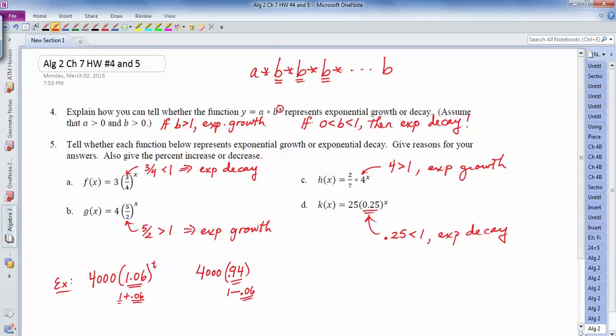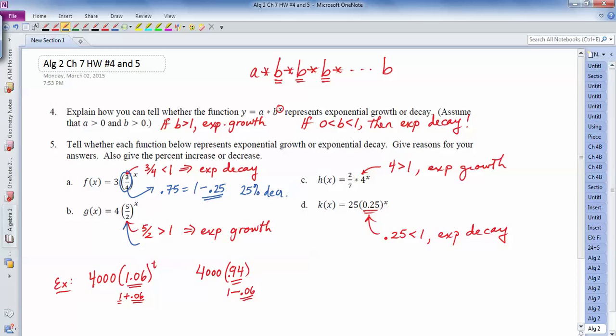So in this first one, here, let me switch colors. This right here is 0.75. Well, that's really the 100% we started with minus 0.25. So that right there is a 25% decrease. So really what you've got here is 25% decrease, because you're left with 75% of what you started with.